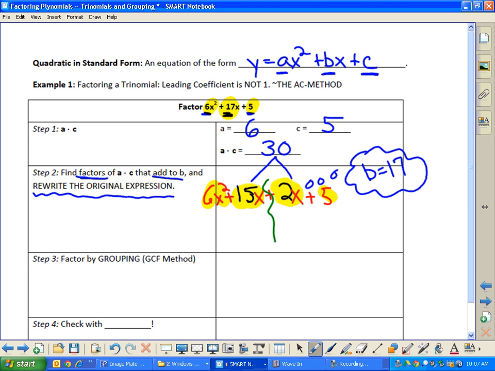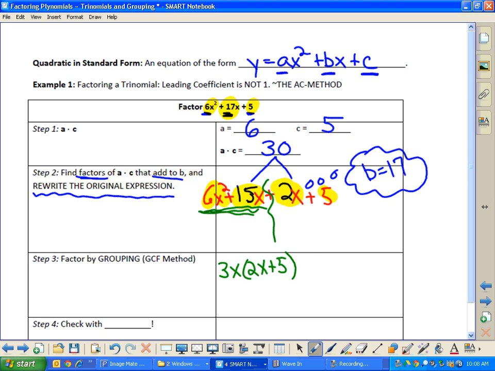When I do this, I can now take the GCF of 6x squared and 15x, and I could take a GCF out of 2x plus 5. This is the grouping part. Need a little help. GCF of 6x squared plus 15x. I need the GCF of those 2 terms right there. Go ahead, Michael. Yes. So if I pull a 3x out of here, what's left over is 2x plus 5.